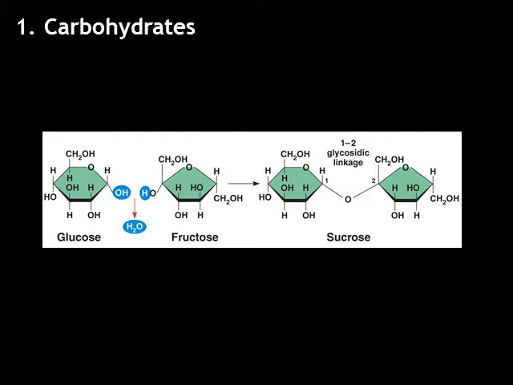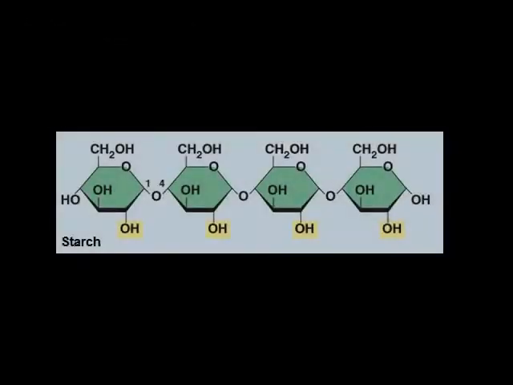Two monosaccharides can be joined to make a disaccharide. For example, if you take glucose and fructose and attach them together, you get sucrose, or table sugar. Sucrose is a disaccharide. Several monosaccharides can be attached to form a polymer called a polysaccharide. For example, starch or cellulose are both polysaccharides made of glucose.